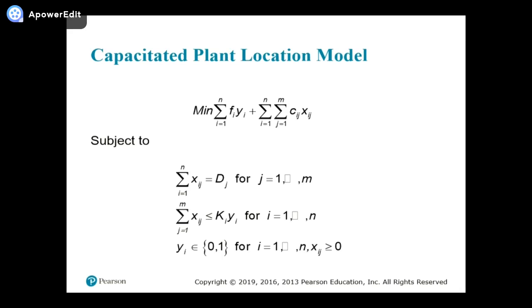So then, in order to decide the appropriate plant location and demand allocation decisions, we built this optimization model. The objective here is to minimize the total cost. And the total cost involves two parts, fixed cost and the variable cost.